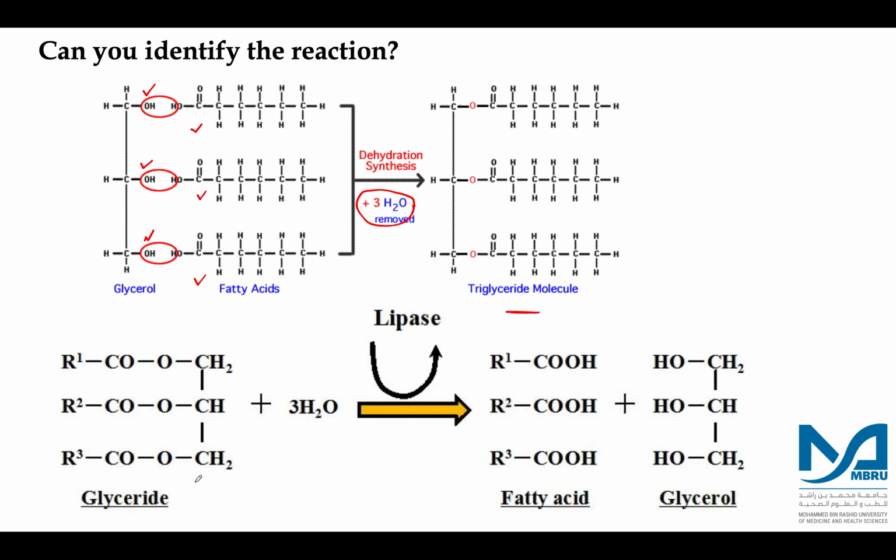In the body, triglyceride undergoes hydrolysis in the presence of a hydrolase, lipase, and this leads to the formation of 3 fatty acids, so 1, 2, and 3, along with glycerol. So triglyceride, sorry, you should write triglyceride here, that's a typographical error. So triglyceride plus water in the presence of the enzyme lipase, which is a hydrolase, leads to the formation of 3 fatty acids and glycerol.